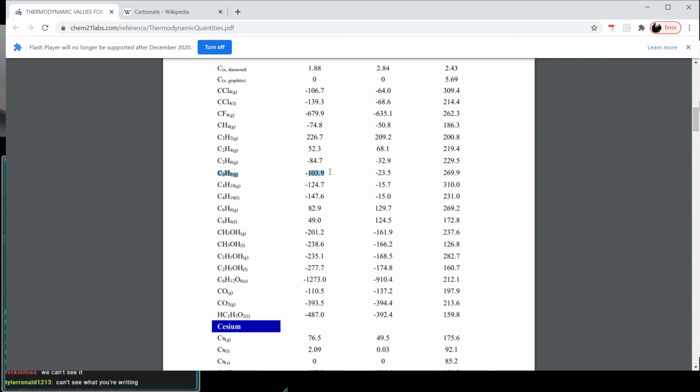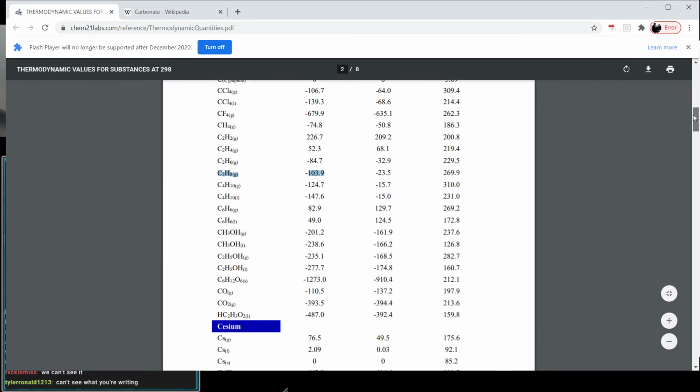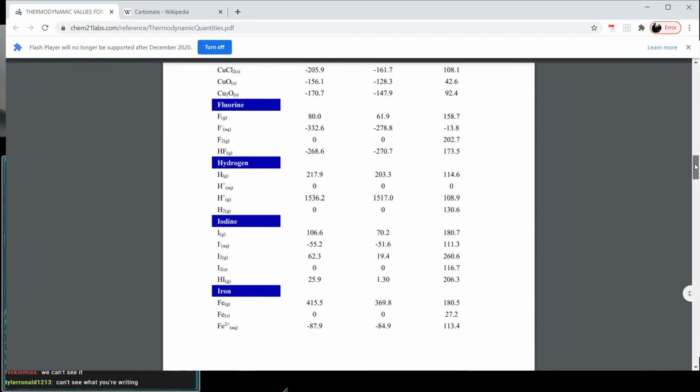This reaction, it looks like, will have a delta H of negative 103.9 kilojoules. By the way, if you're wondering, again, you can't see it. Oh well, okay, we'll see it in a second. Let's look up water now. That's our last one.